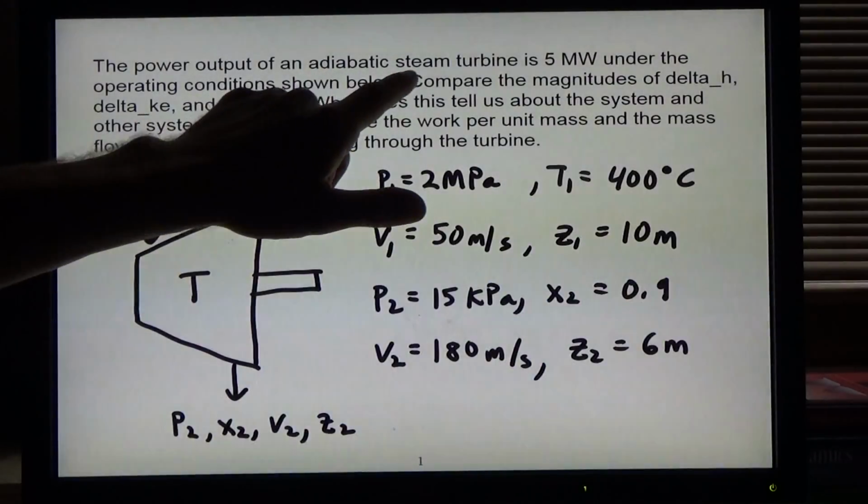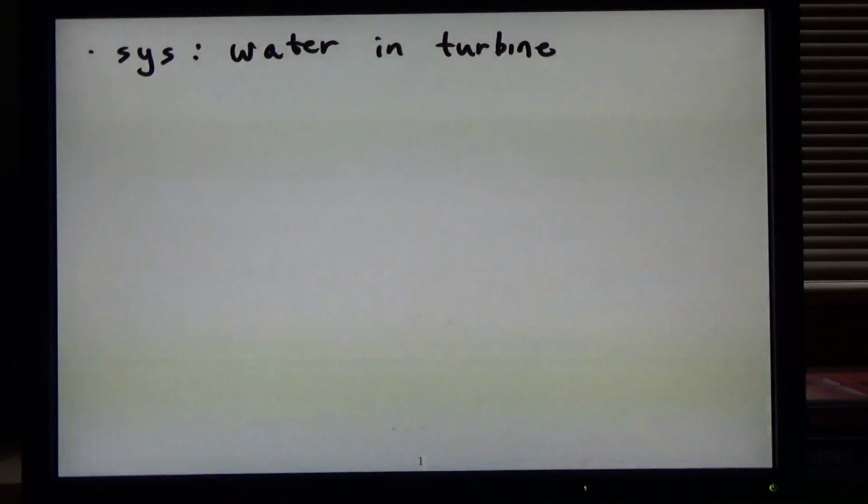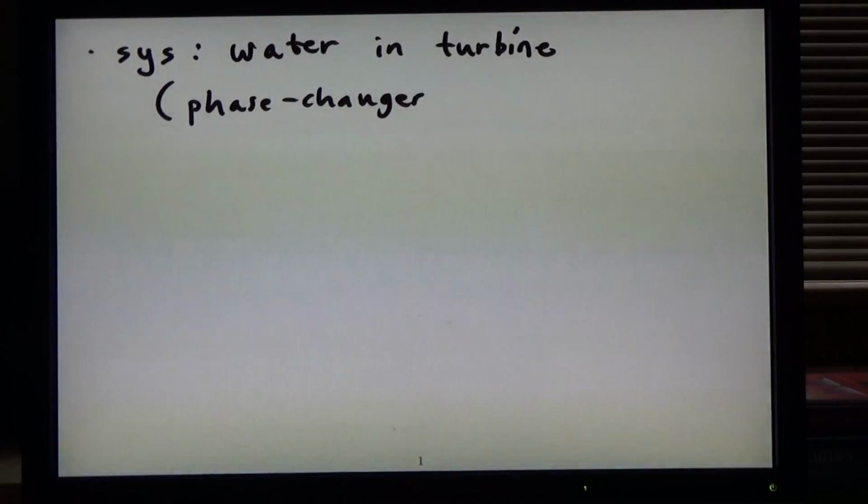Our system here, this says we have an adiabatic steam turbine. So steam turbine just means that at the inlet we have superheated water vapor. So our system here is actually water. Our device is a turbine. Water is a phase change substance, and the turbine is an open system.